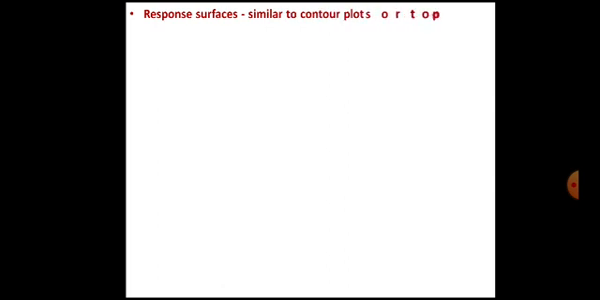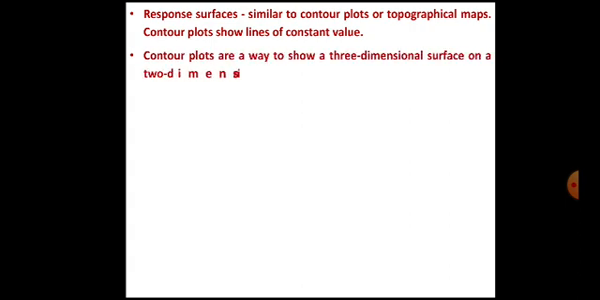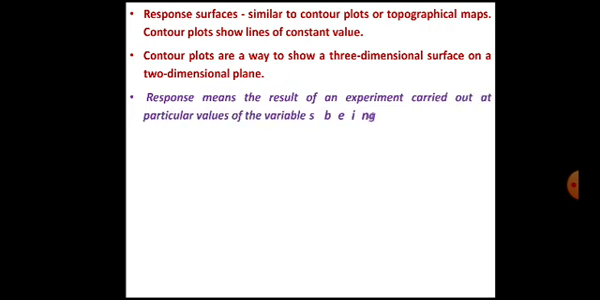Now exactly how are these response surfaces built up? Response surfaces are surfaces similar to contour plots or topographical maps. As we have learned, contour plots show the lines of constant value. So contour plots are a way to show a three-dimensional surface on a two-dimensional plane. Very important. Response means the result of an experiment carried out at particular values of the variables being investigated.